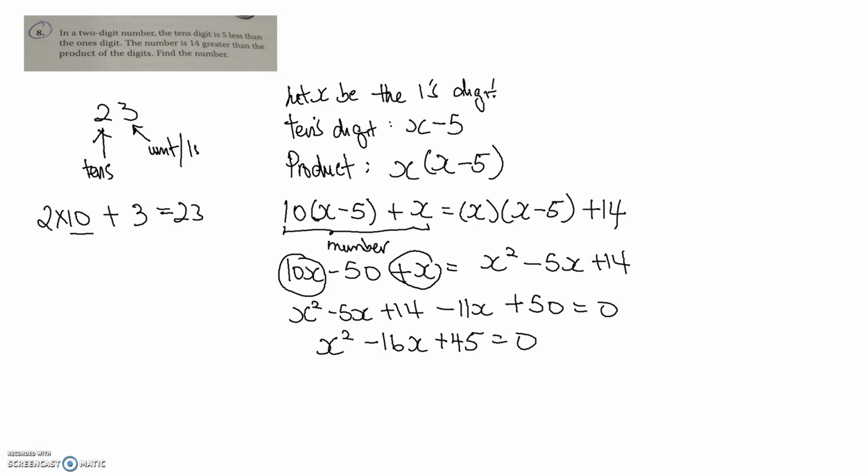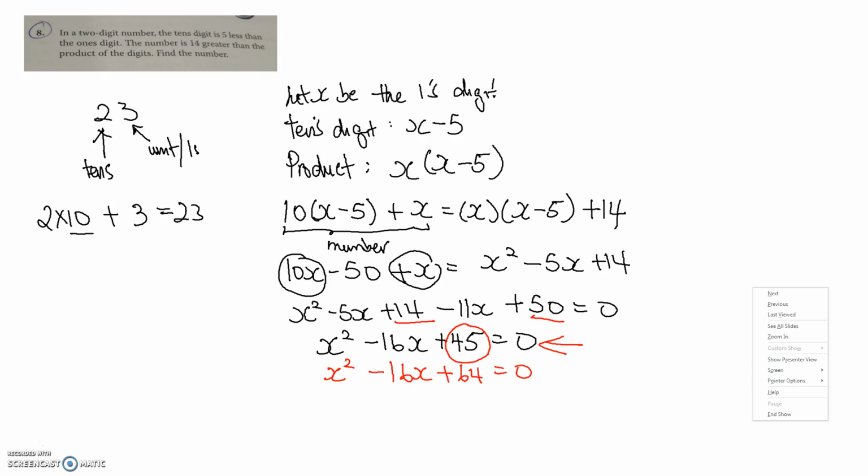And then you try to solve this quadratic equation. How do we do this? I believe I made a mistake over here. This is not 45. You can see that there's a 50 here and there's a 14 here. So instead of 45, it should be x squared minus 16x plus 64 equals 0. I do apologize, but I just want to highlight that I'm only human.